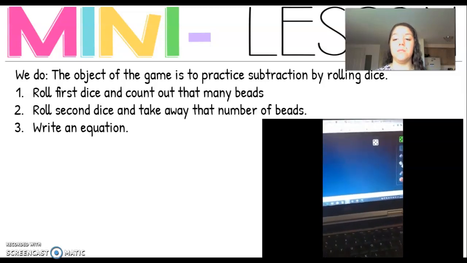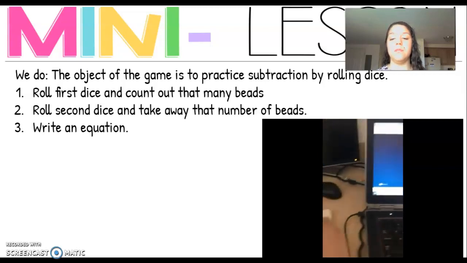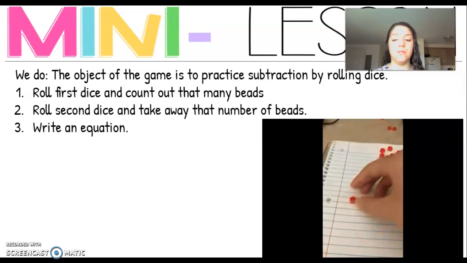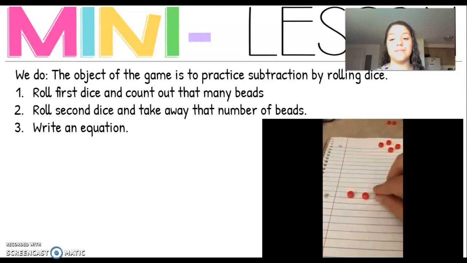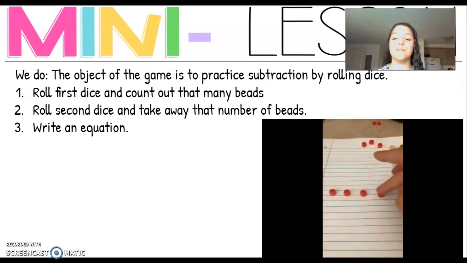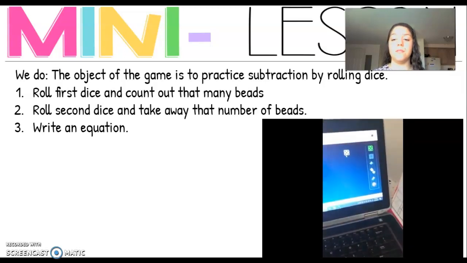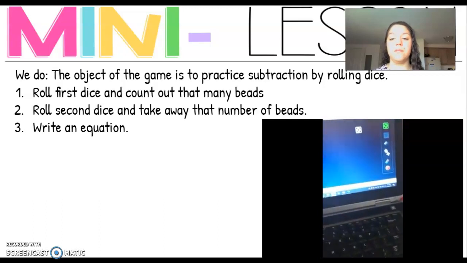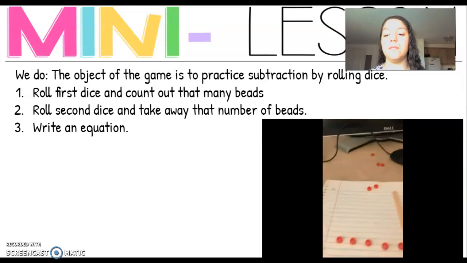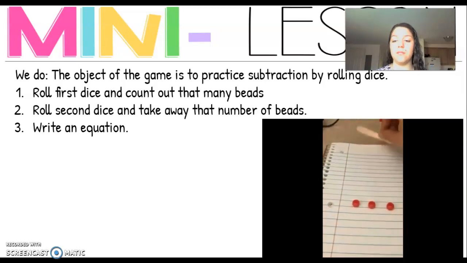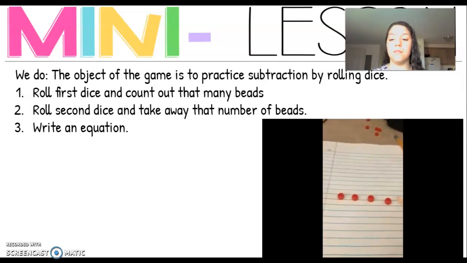And we see we get 5 again. So we're going to count out 5 beads. 1, 2, 3, 4, and 5. Now we're going to roll the dice. And we get 5. So we need to take 5 of these beads away.